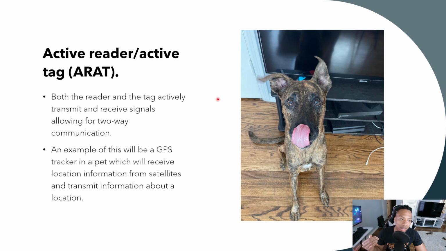This is where active reader and active tag is most popular, with tracking animals. For example, you could put the tag in the pet. Essentially, it's acting as a GPS tracker. What this does is it receives location information from satellites, and it also transmits information. That's why it's called active, because it's both receiving data and transferring data, unlike a passive tag, which only transfers data once it receives a signal from a reader.